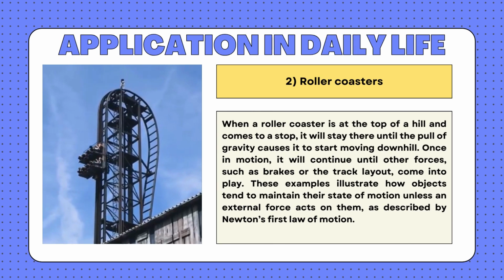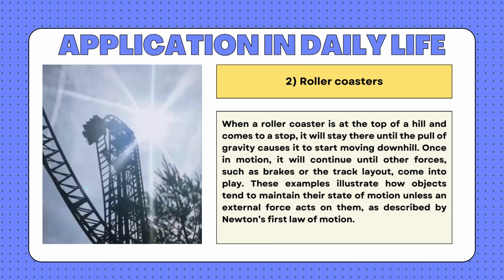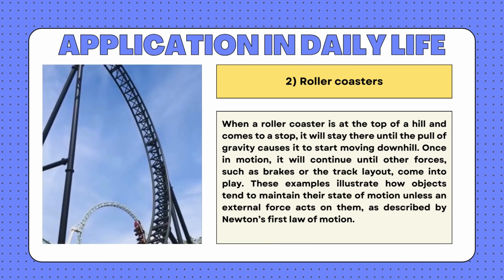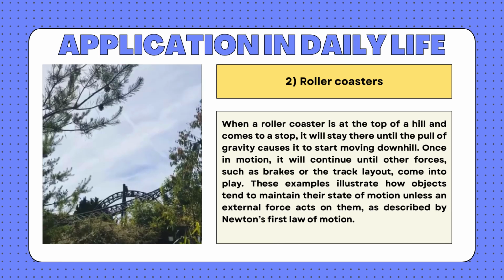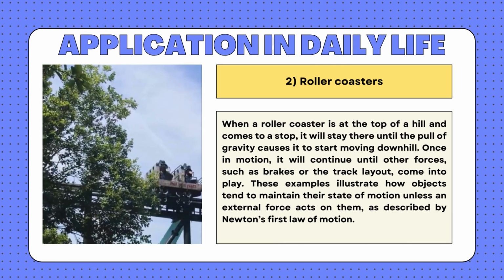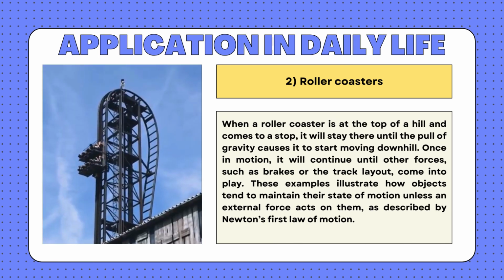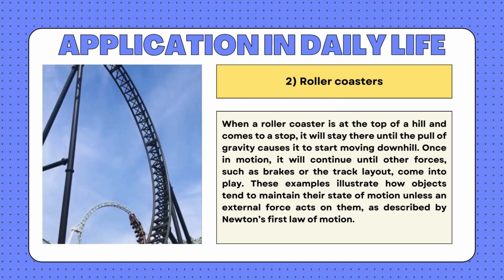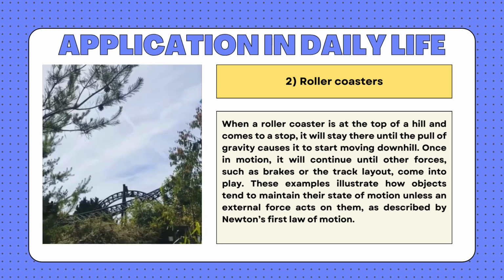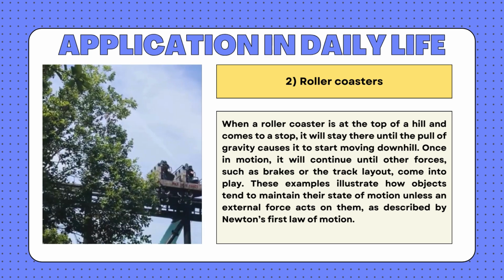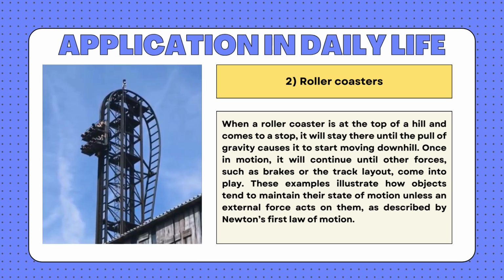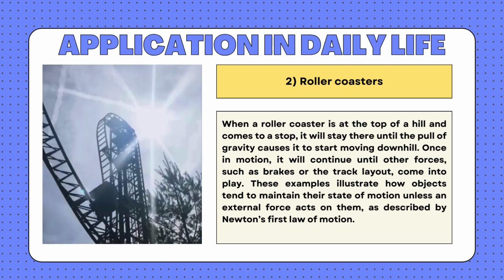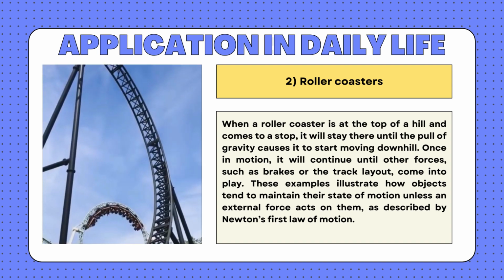The second is the roller coaster. When a roller coaster is at the top of a hill and comes to a stop, it will stay there until the pull of gravity causes it to start moving downhill. Once in motion, it will continue until other forces, such as brakes or the track layout, come into play. These examples illustrate how objects tend to maintain their state of motion unless an external force acts on them, as described by Newton's first law of motion.